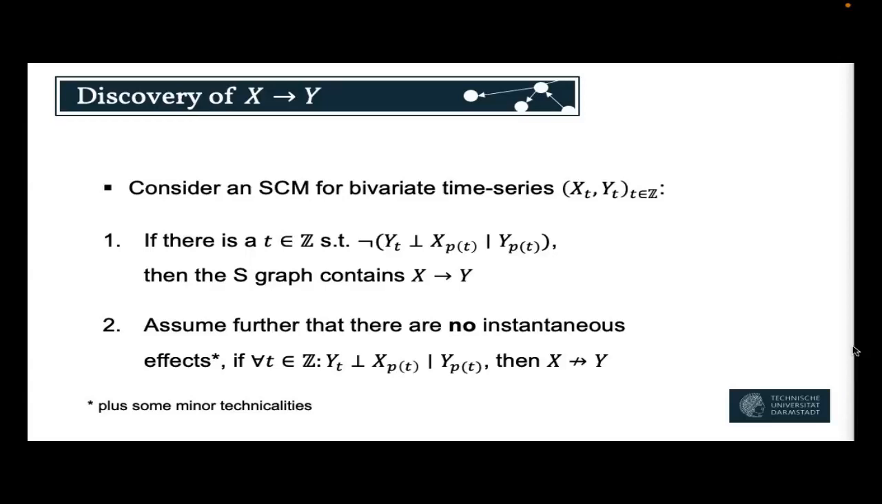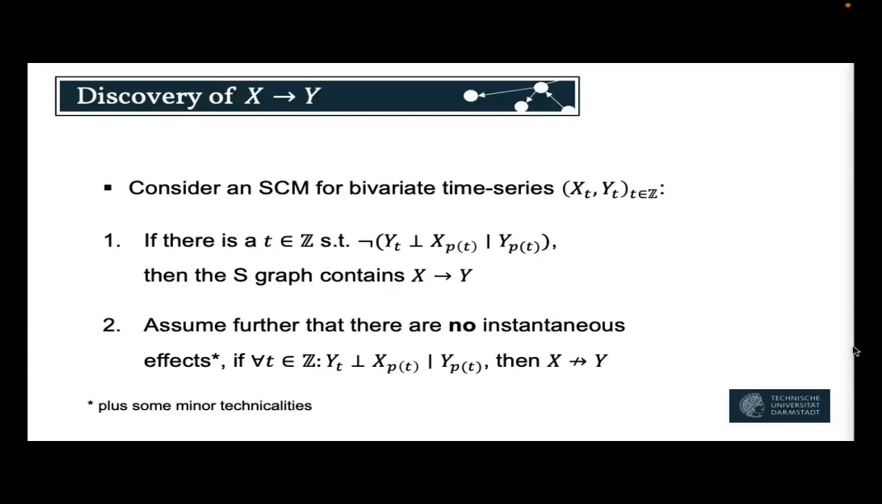That if there exists some time step, t, in our integers, where y in the current time step that we're looking at is dependent on x in the past, right? So any time step before t, given its own past, given the fact that we have observed values, then the summary graph contains this arrow. Then the summary graph actually says, yes, x is a cause of y.